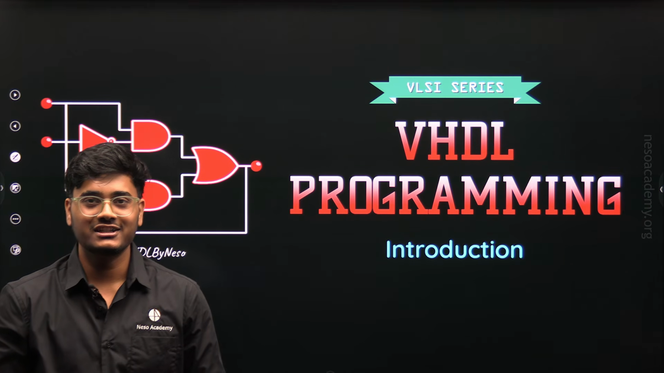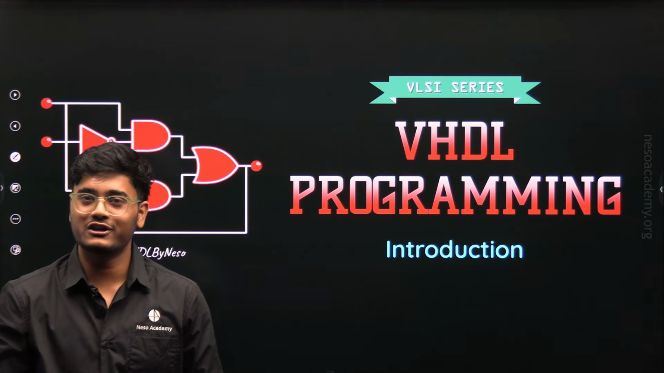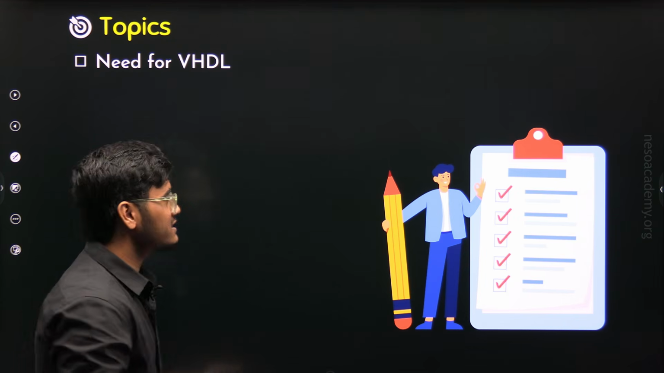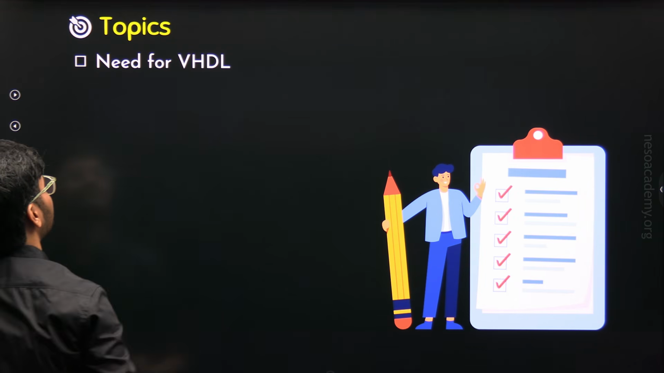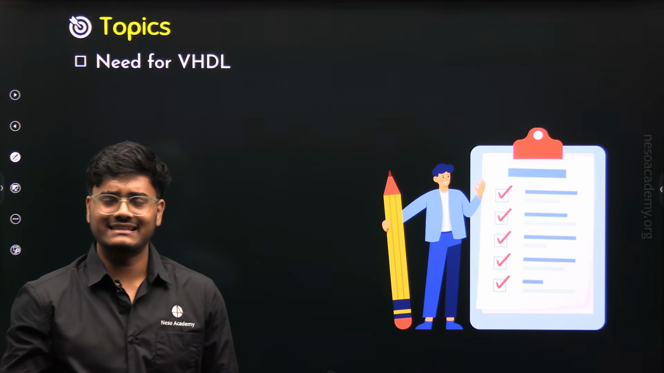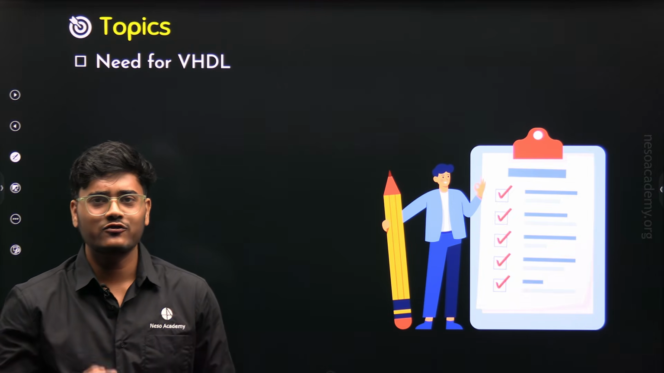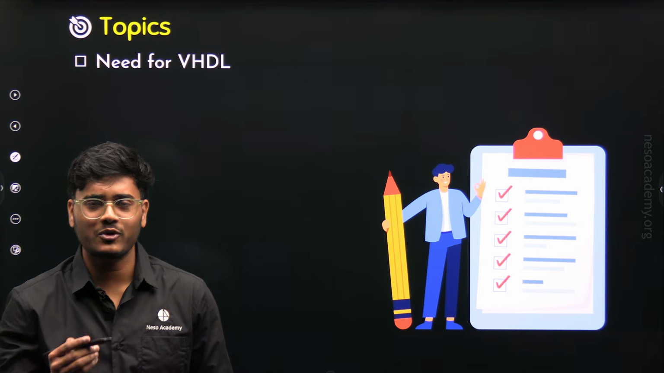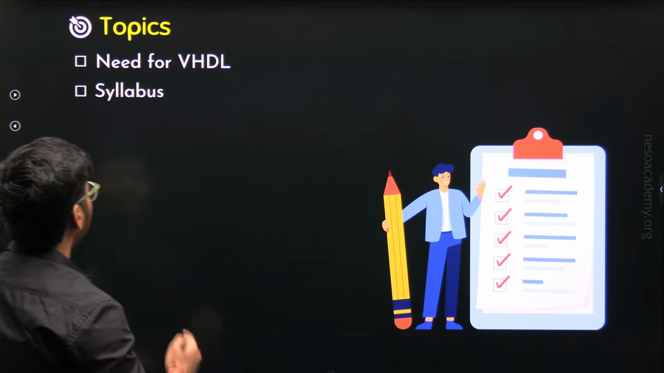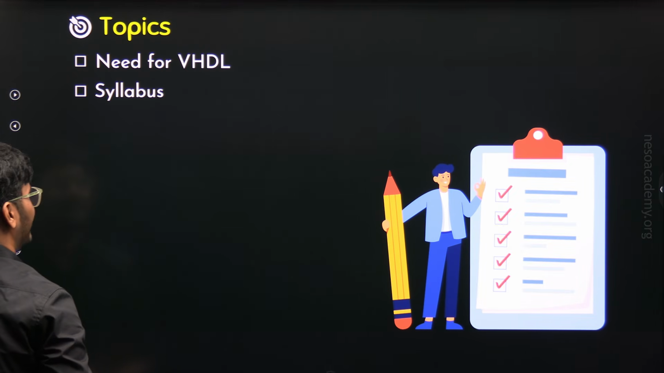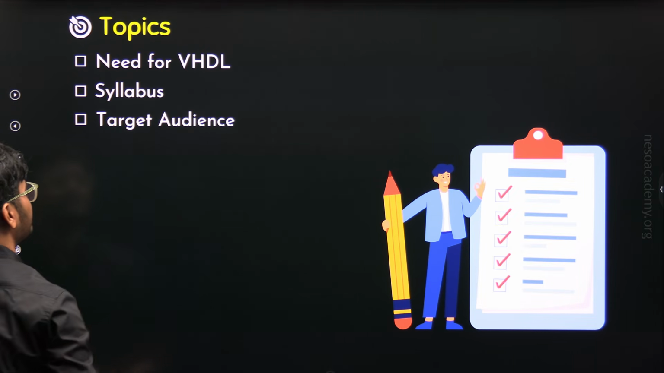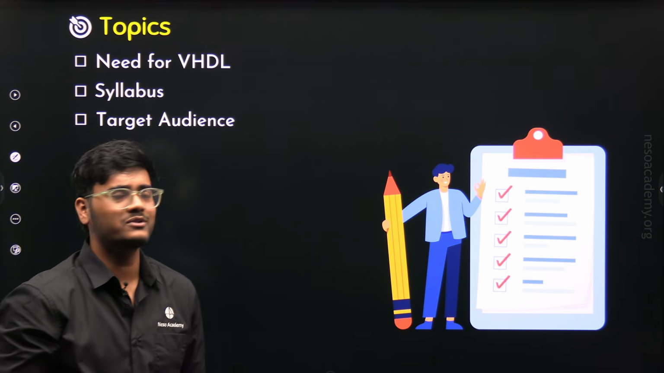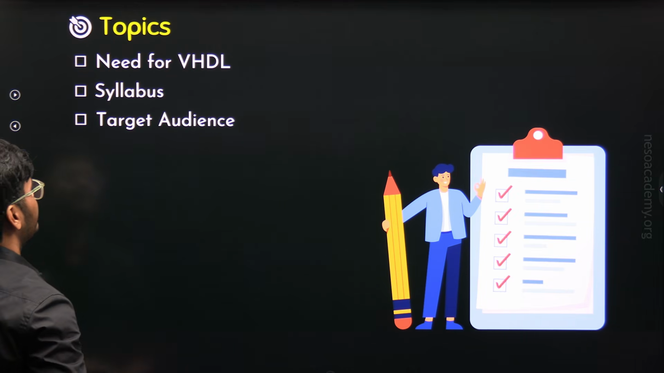In this introductory lecture, we will understand the overview of the course. So, in this lecture, we will discuss the following topics. The very first topic is Need for VHDL. In this section, we will understand why VHDL became necessary for digital system design and how it helps engineers to describe complex circuits more efficiently. After that, we will see the syllabus of the course, and in the last, we will see our target audience. Along with the target audience, I will also tell you the course highlights. So, these are the topics we will cover in this lecture.